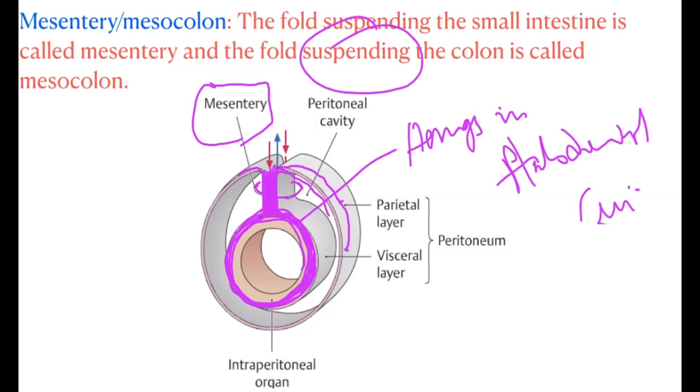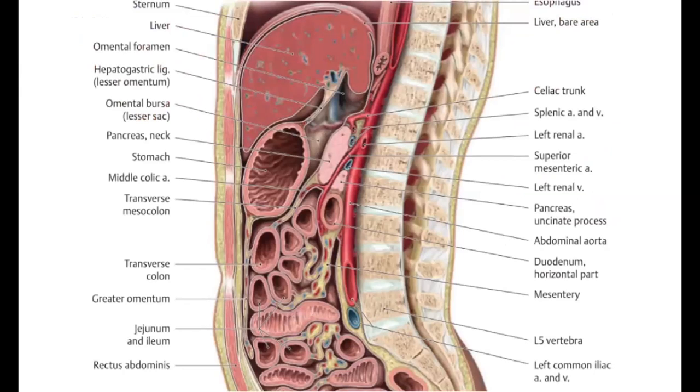You see, this is the cross section. I'll show you. This one is the mesentery. See, this one is the mesentery. All of these are mesentery, right? So because this is the transverse colon, it is called mesocolon, transverse mesocolon.